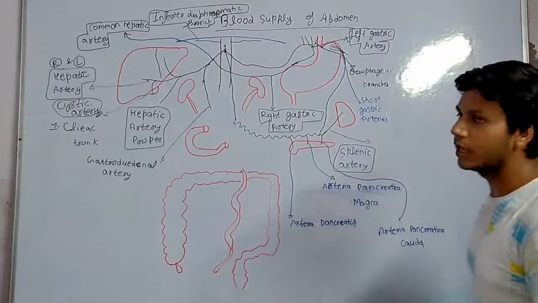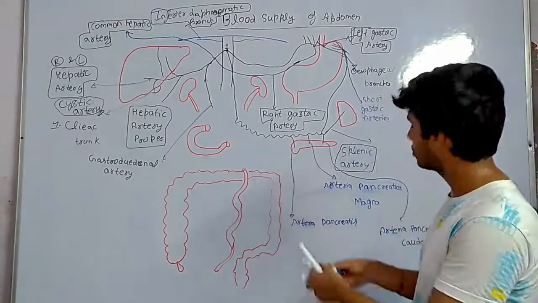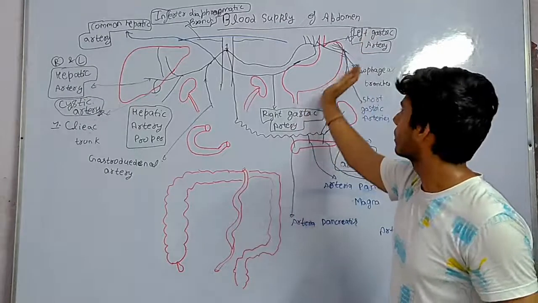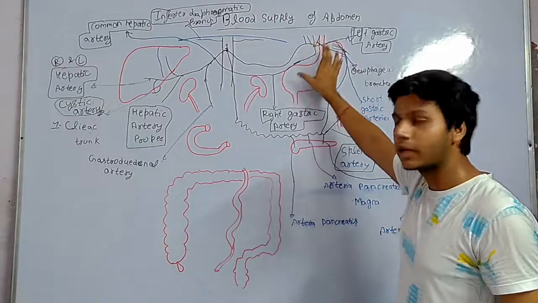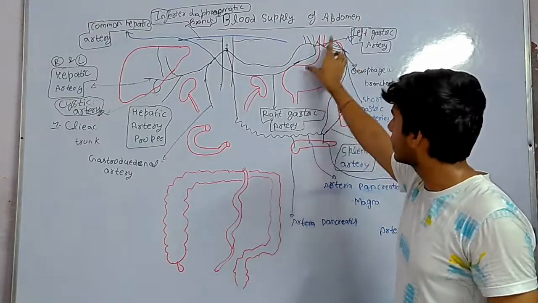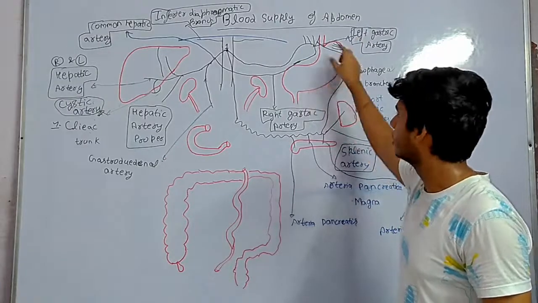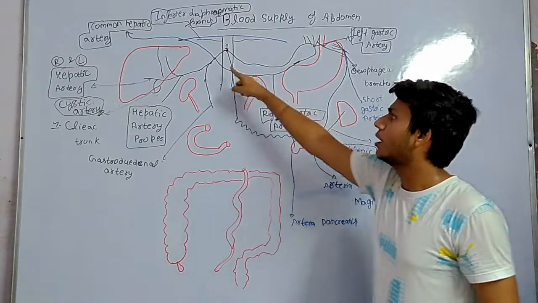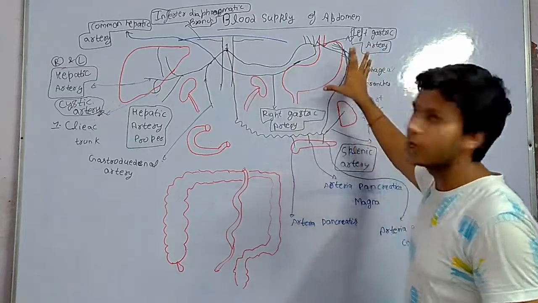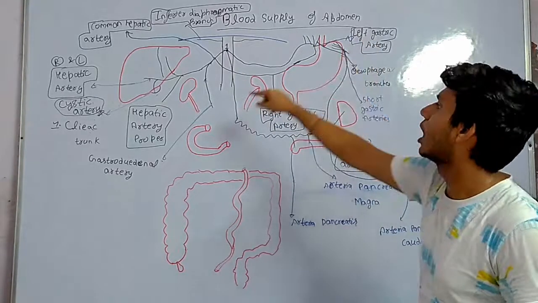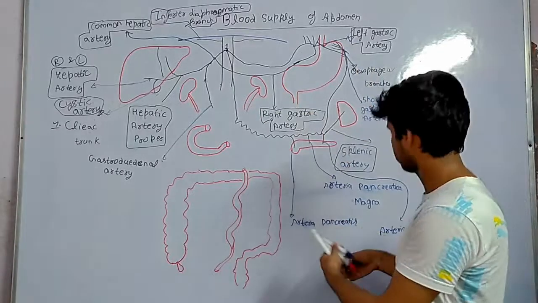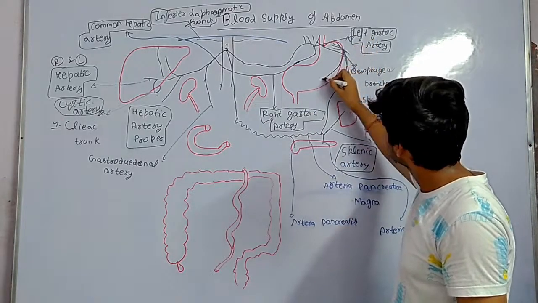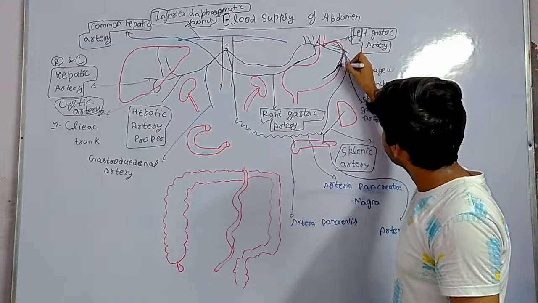Then again, splenic artery can give another branch to the stomach. This is lesser curvature, and this is greater curvature. Lesser curvature is supplied by left gastric artery and right gastric artery, and greater curvature is supplied by splenic artery and another branch. First, splenic artery gives another branch to the greater curvature of the stomach.